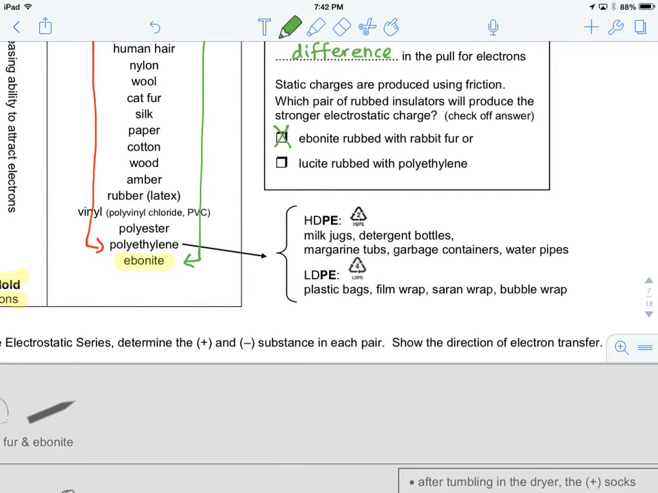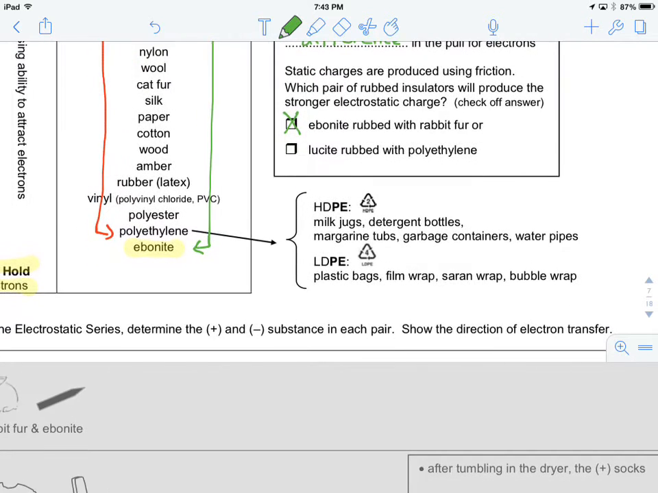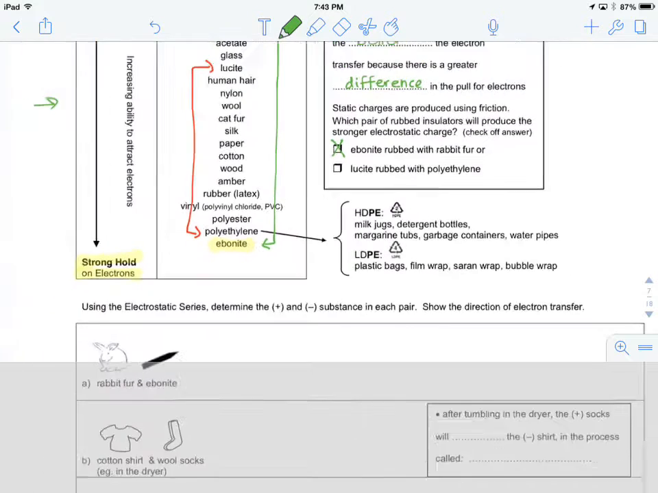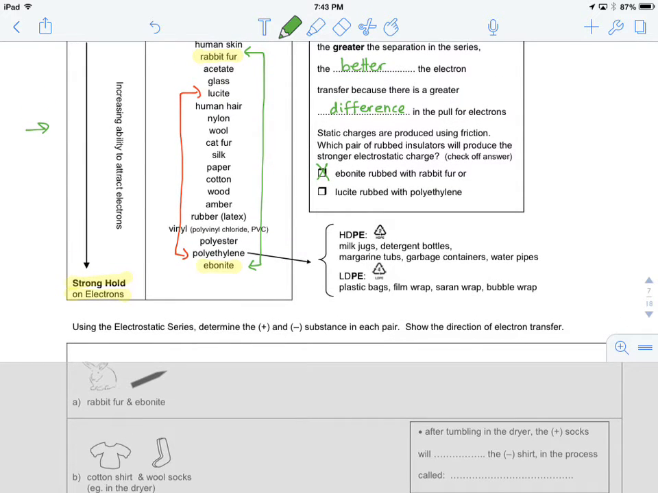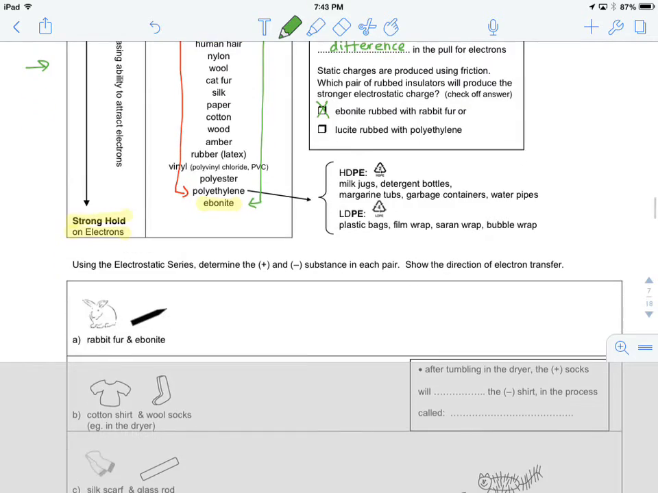About polyethylene, the type of plastic that it is. Milk jugs, detergent bottles, margarine tubs, garbage containers, water pipes, or LDPE, plastic bags, film wrap, saran wrap, bubble wrap. And so there's basically two different types of polyethylene. They're plastics, okay? The recycling symbol with 2 and the recycling symbol with 4 are the different types. But any of these will produce an electrostatic charge when you rub them with lucite.